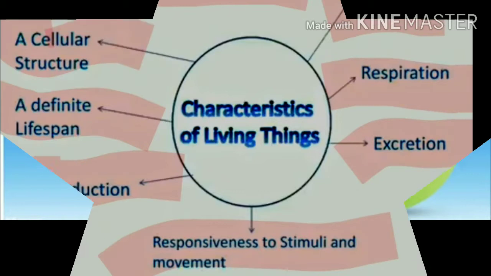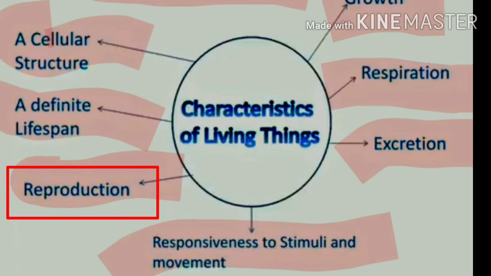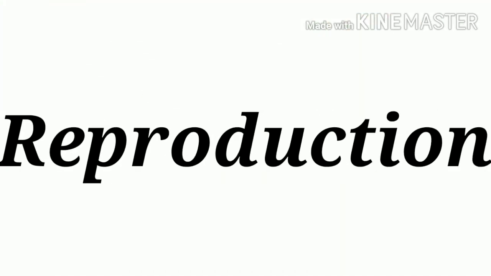Students, in the last lecture, we learned the characteristics of living things, that is excretion, responsiveness to stimuli and movement. Hope all of you understood these characteristics properly, right? Okay. Now today we'll learn about the next characteristics of living things, that is reproduction and a definite lifespan. So let's start with the new characteristic of living things, that is reproduction.